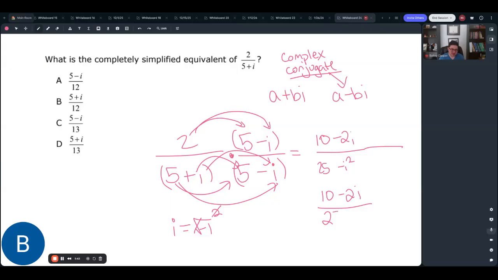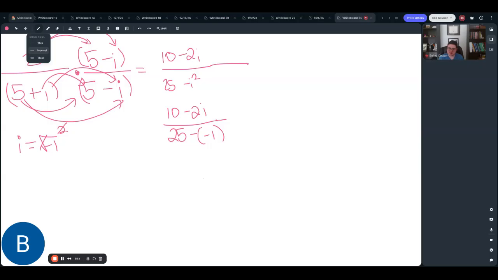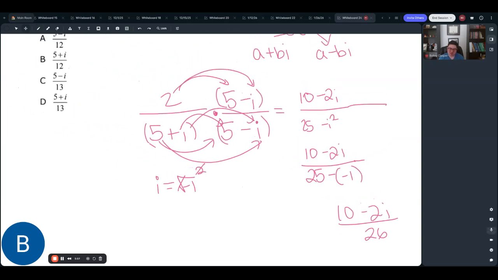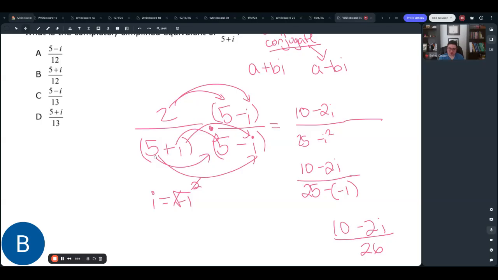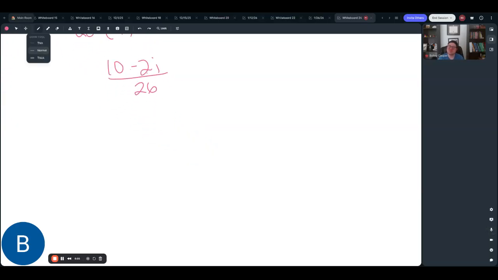So what we actually have here is 25 minus -1. Well, that's just 26, right? Let me give us some more room here. 10 minus 2i over 26. And now you might be looking at your answers and thinking, that's still not one of my answer choices. What the heck? We're almost done. We have literally one step left, and that is to cancel some things out.